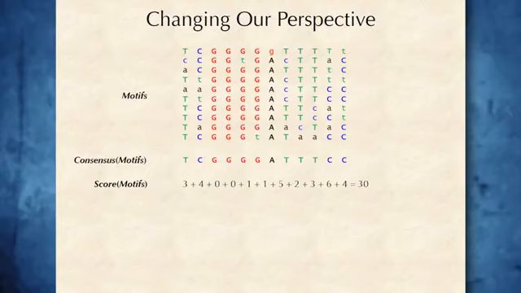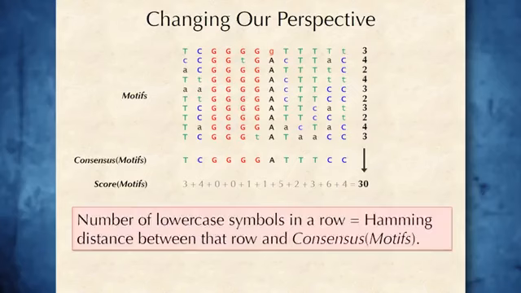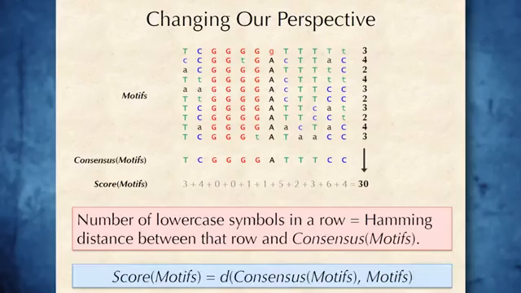Well, until now, we have been scoring the motif matrix column by column. However, we could just as easily compute the number of lowercase symbols in the motif matrix row by row. I want you to note that the number of lowercase symbols in a row is equal to the number of symbols in that row that don't match the consensus, which we know as the Hamming distance between that row and the consensus string. As a result, the score of the motif matrix is just the sum of Hamming distances between each string in the matrix and the consensus string, which we're going to write as d(consensus string, motifs).